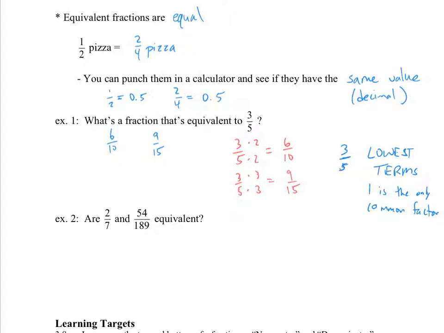So if a question asks you to put it in lowest terms, instead of multiplying it, you're going to see if anything fits into both of those numbers, and divide it until the only number that fits into both of them is 1.